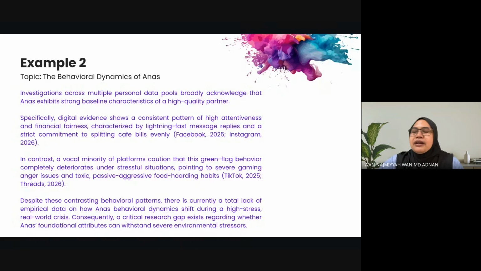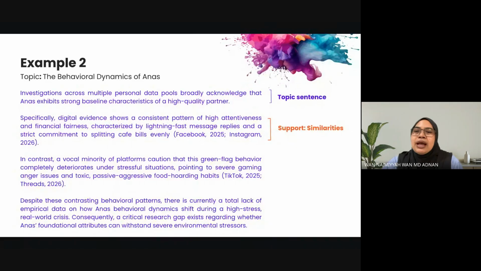Now, in a paragraph, you should first start by mentioning what we call the topic sentence. For example, your topic is the behavioral dynamics of Anas. So you're making a general statement first: investigations across multiple personal data pools broadly acknowledge that Anas exhibits strong baseline characteristics of a high quality partner. Maybe you can mention high quality, but he also has some negative or red flag characteristics as well. So you put in a general statement as a topic sentence there. What do you find about Anas in terms of behavioral dynamics?